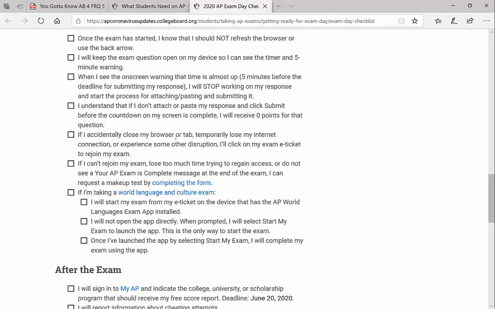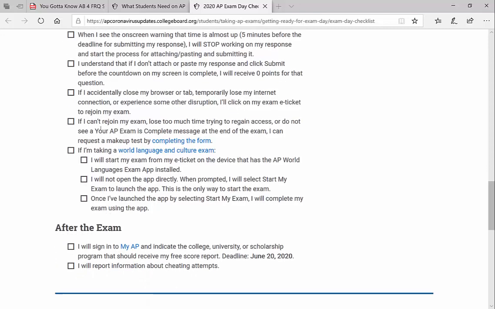If you accidentally close your browser, you need to go back to that email and click on the e-ticket again. If you can't rejoin the exam, there is the makeup exam. You're going to complete this form. So if anyone has issues on this exam, you open it up and it's not loading, or you can't upload, or worst case scenario, I'm hoping this doesn't happen to any of us, but really you don't want to plan on this.